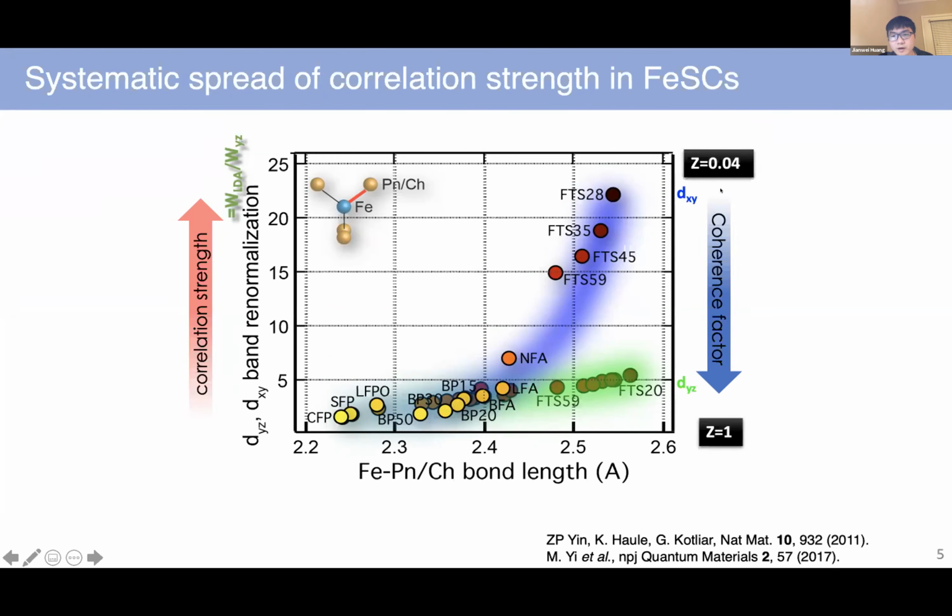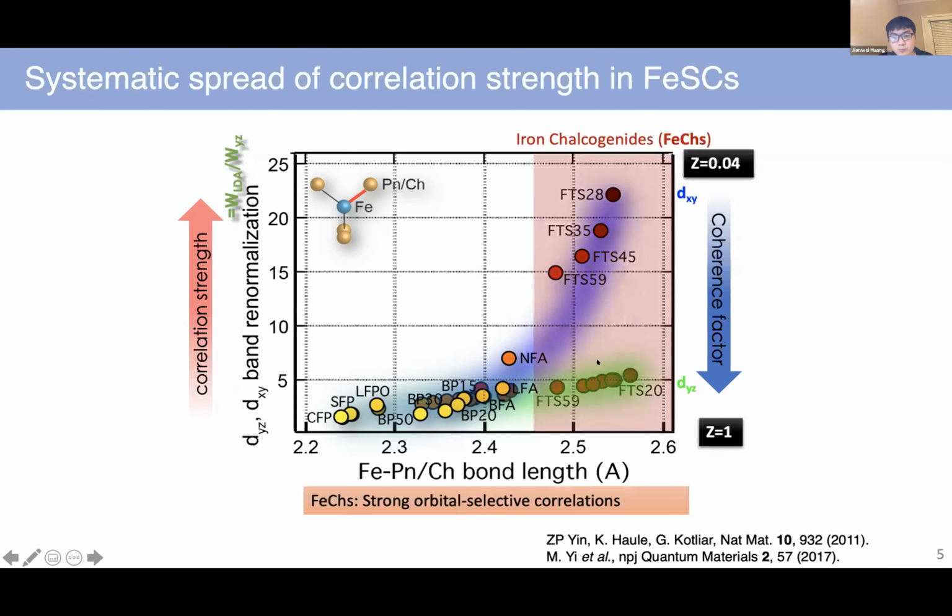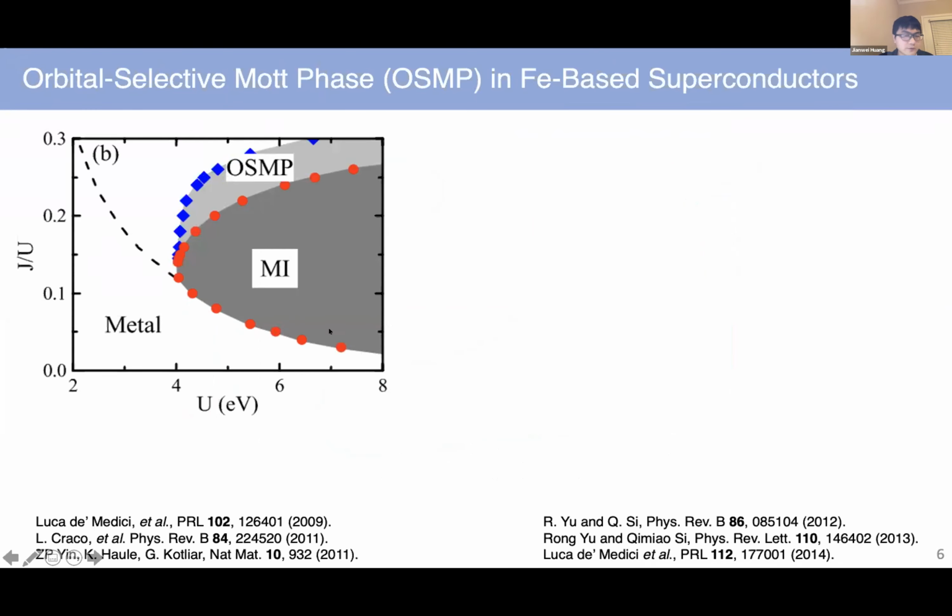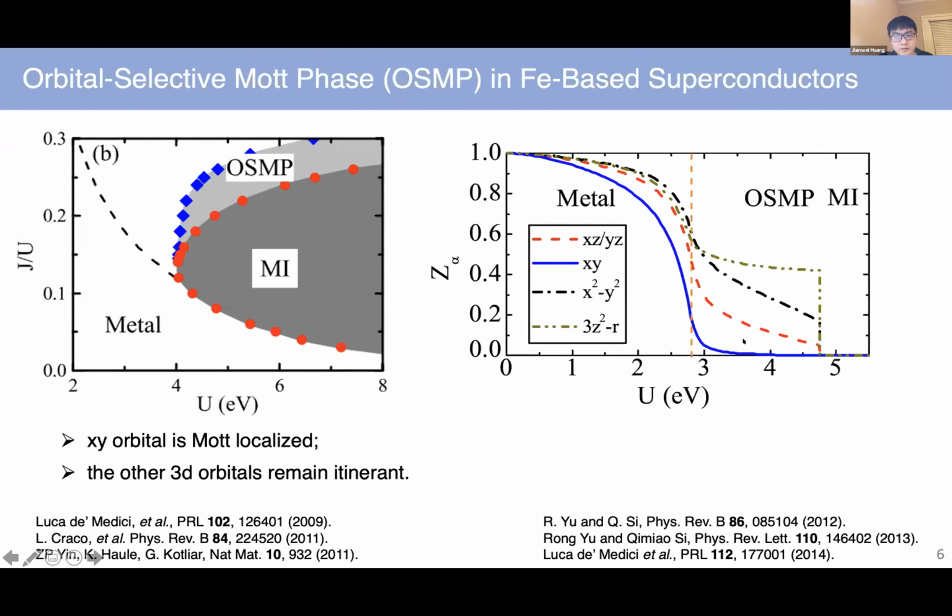With this we find that its quasi-particle coherence factor is reduced close to zero, while the orbital still possesses considerable spectral weight. These strongly orbital-selective correlations really sit very close to the orbital-selective Mott phase, in which the dxy orbital is totally gone. Actually, the orbital-selective Mott phase was theoretically proposed to exist in these iron-based superconductors. The orbital-selective phase generally describes a multi-orbital system where particular orbitals become localized while the others still remain itinerant. In the case of iron-based superconductors, it is the dxy orbital that is localized, but all the other orbitals remain itinerant.